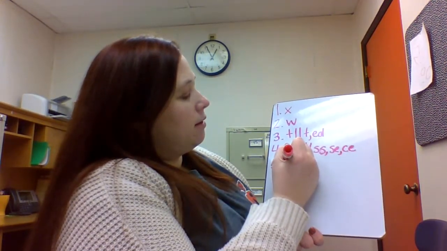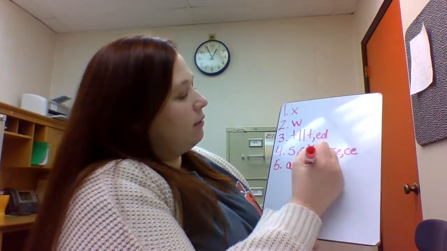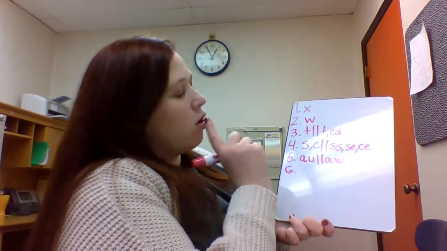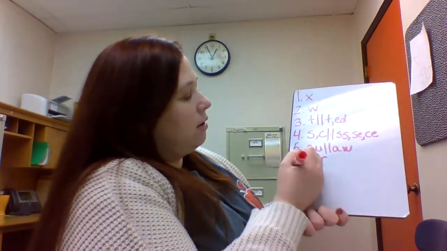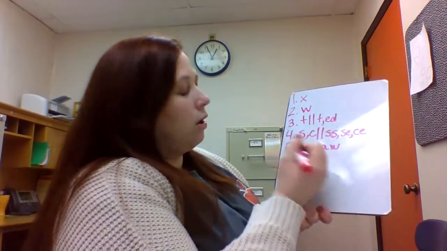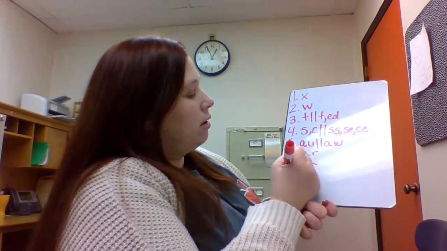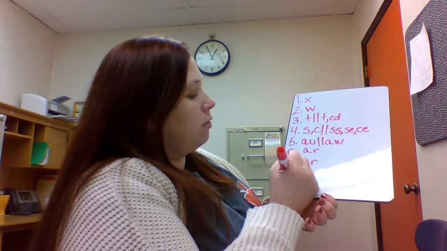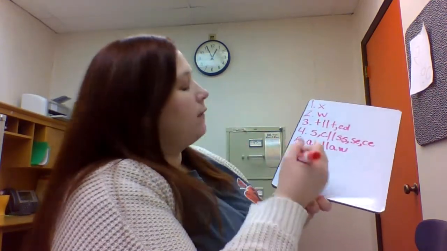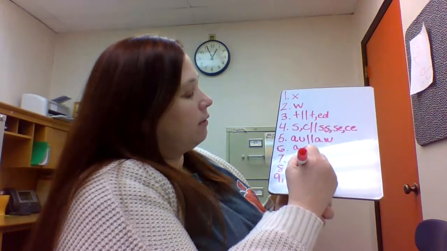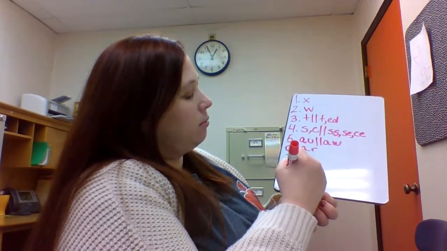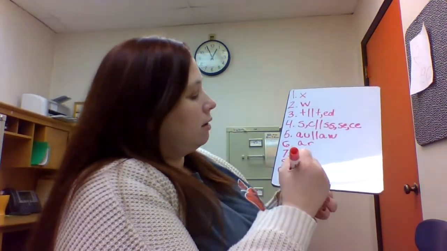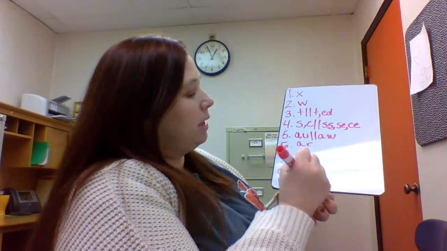That's AU, or as a final sound, AW. Number 6, R, that's AR. Number 7, OR, OR. Number 8, QU, QU. Number 9, V, or as a final sound, VE. And number 10 is BLE, that's that final stable syllable, BLE.